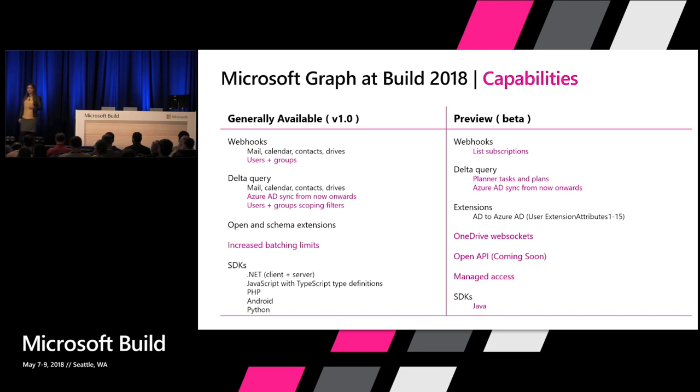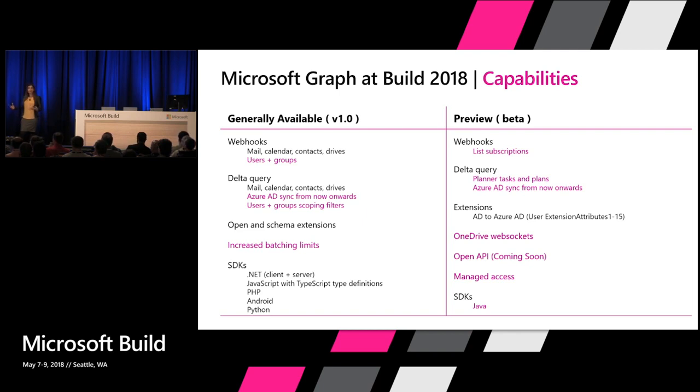Microsoft Graph supports batching. We initially had 5 queries on the batch. Now we have increased that to 20. Then we have new capabilities in preview as well, for example the Java SDK, the managed access that I mentioned earlier, and OpenAPI, which I'm going to demo later on for those of you who are familiar with Swagger. OpenAPI is the evolution of Swagger, and we now have descriptions for OpenAPI available in the Microsoft Graph. And I think that's about what I'm going to call out about capabilities.